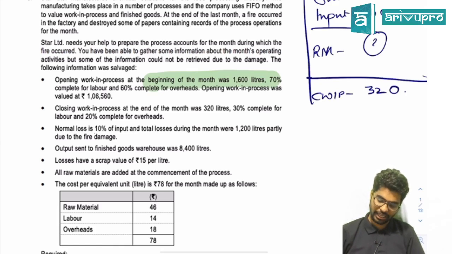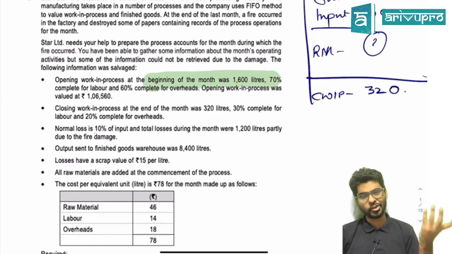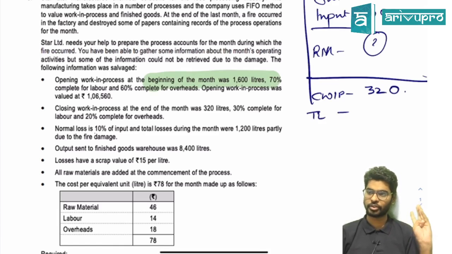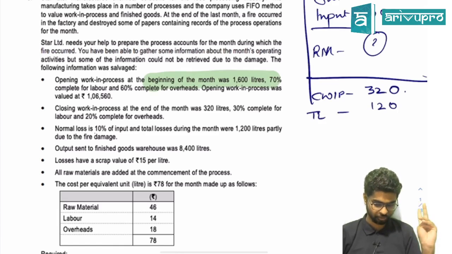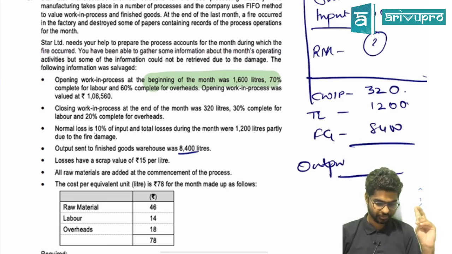Normal loss is 10% of the input and the total losses during the month. I know the sum total of normal and abnormal loss. Just not knowing normal loss does not make a difference, so I'll take the total loss. That means my normal and abnormal loss is coming into the picture. Then they're saying finished goods was 8400. These are my outputs. This should be my input.